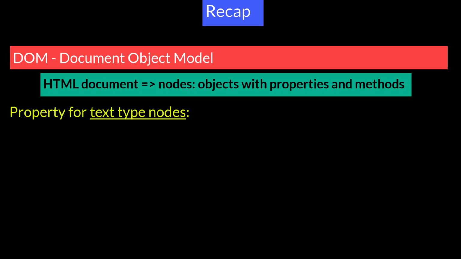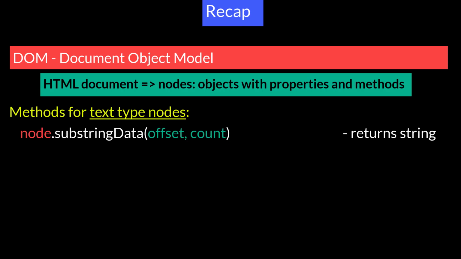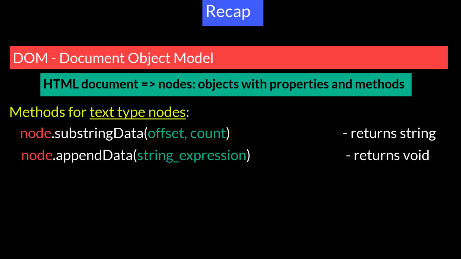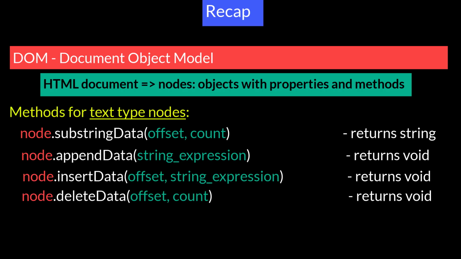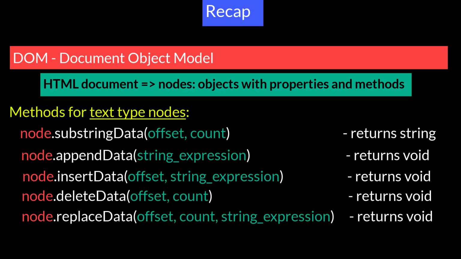This property applies to text type nodes, node.length. It returns an integer. These methods apply to text type nodes. substringData, and you say from where for how long. appendData, put a string expression, it returns void. insertData, beginning at an offset, insert this string expression, it returns void. deleteData, beginning at offset, delete this many characters. And replaceData, beginning at this offset, for this count, insert this string expression to replace what was there.